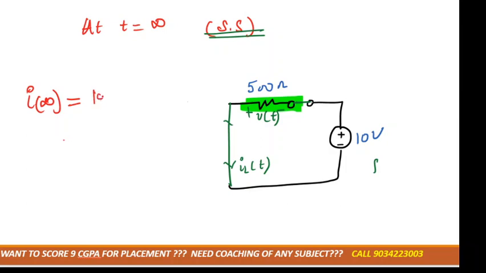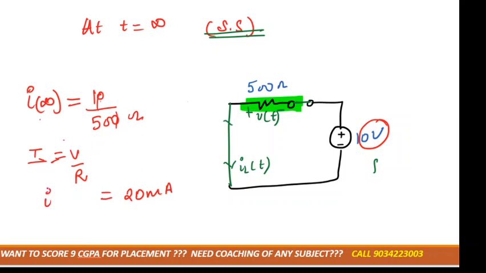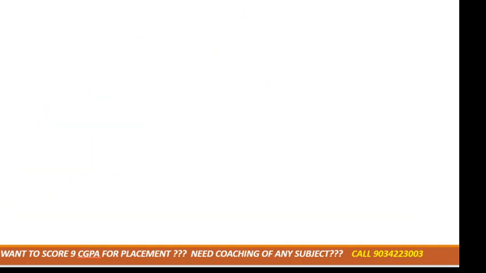Yeah, that would be simply we can apply Ohm's law. I is equal to V by R, right? V is 10 volt and R is 500 ohm. So 1 by 50 means 20 milliampere, right? So we got I infinity as 20 milliampere.